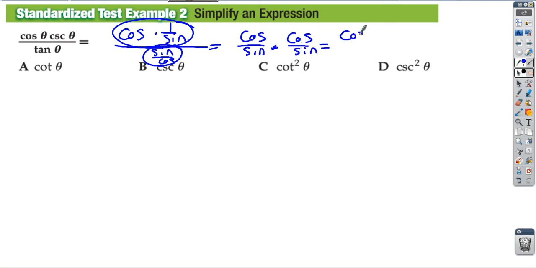Cosine times cosine is cos squared, and sine times sine is sine squared, and this is an identity. Sine over cosine is tangent, and the reciprocal of that, cosine over sine, is cotangent. So cosine squared over sine squared would be this right here, cotan squared.